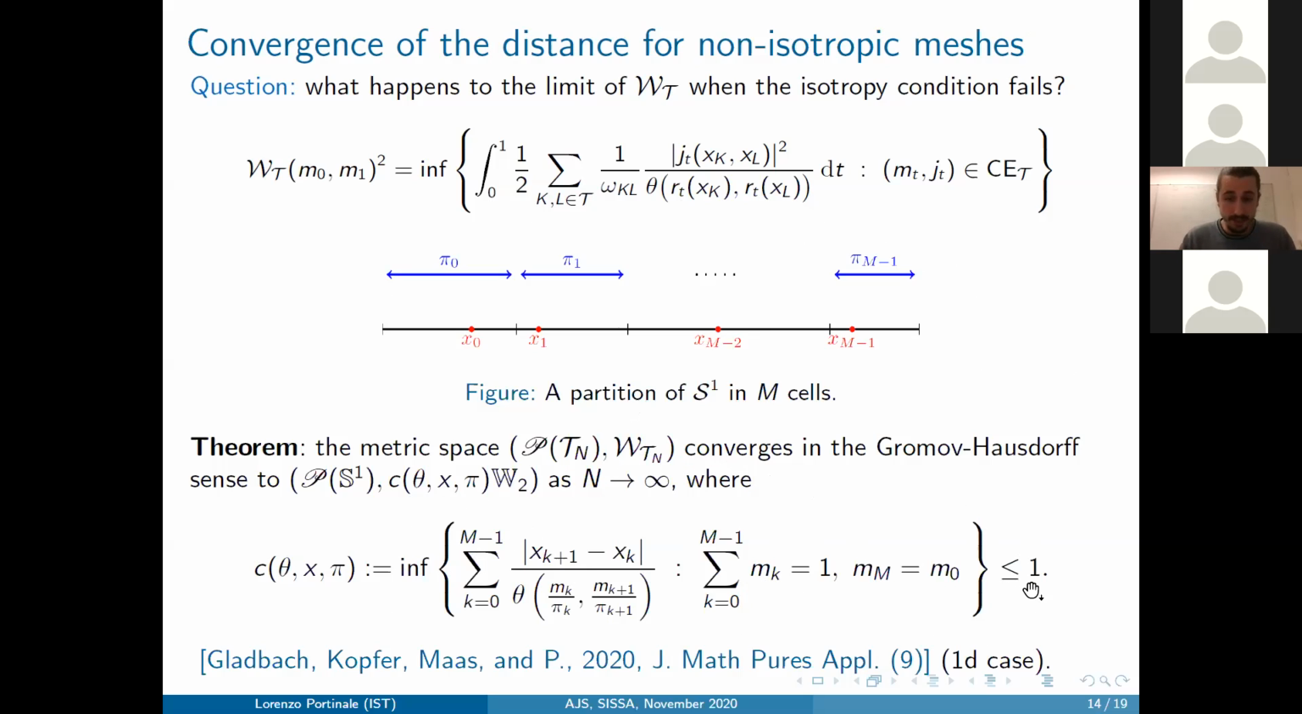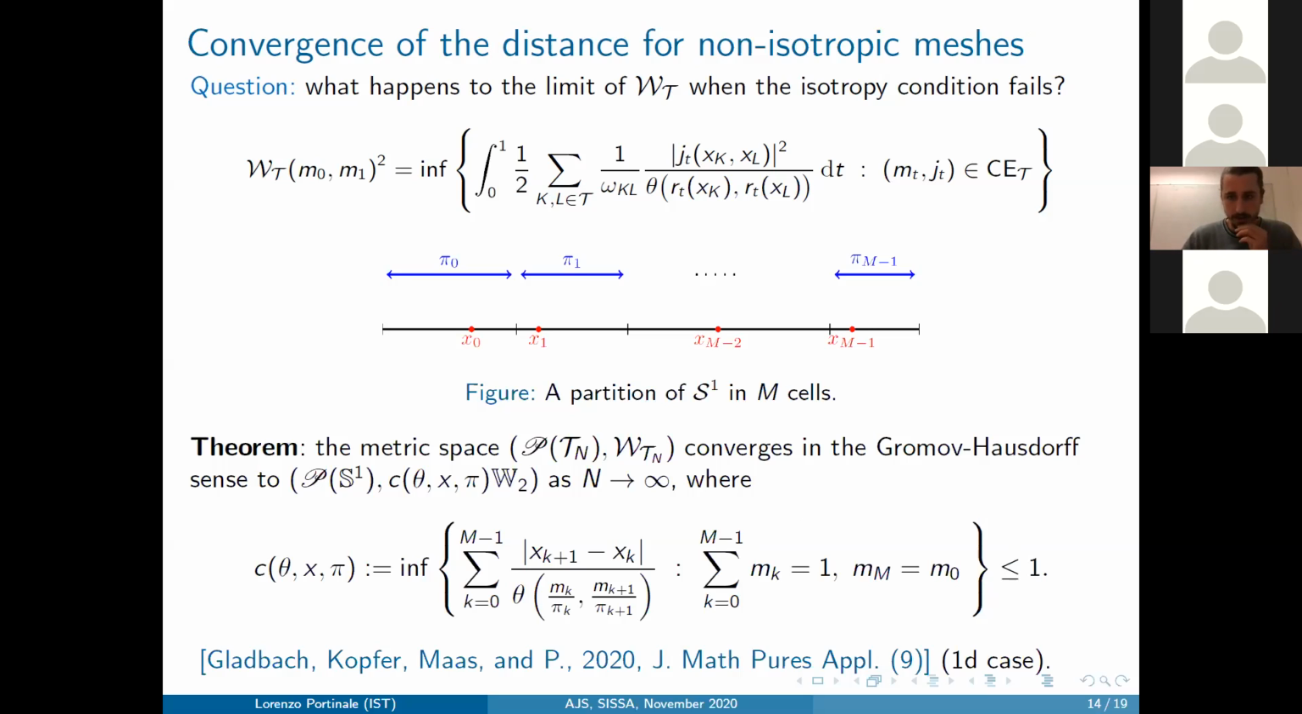One can prove that this is always at least 1, and is in fact equal to 1 if and only if you have the isotropic condition, which is what we expect. So without the isotropic condition, we don't have Wasserstein in the limit, but we are still able to characterize the limit in a totally explicit way. This is the one-dimensional case.